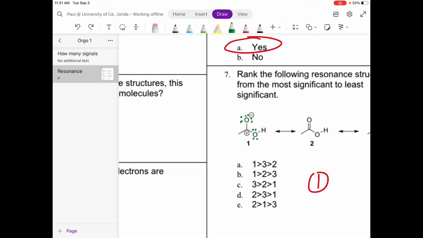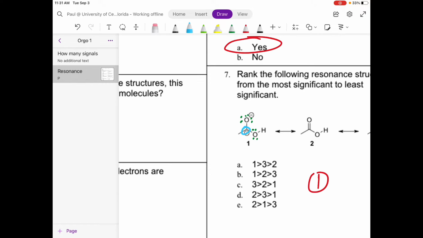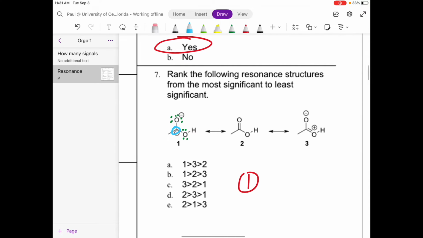So let's just circle in blue what atom does not have an octet. It's that carbon there. And in molecule 2, you will see that all the atoms have an octet, excluding the hydrogens because that's not possible. And then in molecule 3, every atom there also has an octet. So based off of rule 1, molecule 1 is going to be the least significant because not all atoms have an octet. Molecules 2 and 3 do.